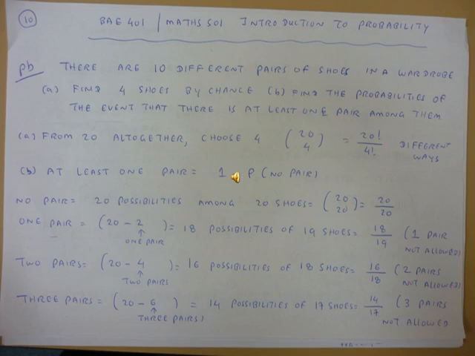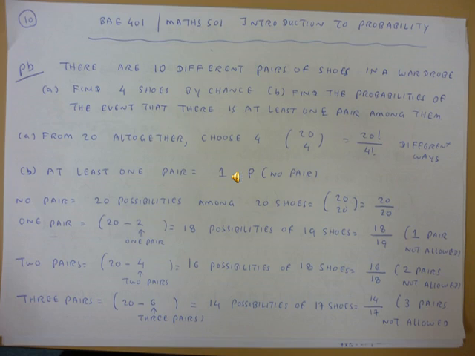And for the possibility of the three pairs, the three pairs have six numbers of the shoes. So 20 minus six, that will be the 14 possibilities of the 17 shoes. So that will be 14 by 17. So the three pairs are not allowed. So the no pairs is 20 by 20 multiplied by 18 by 19, multiplied by 16 by 18, multiplied by 14 by 17, so that will be 224 by 323.